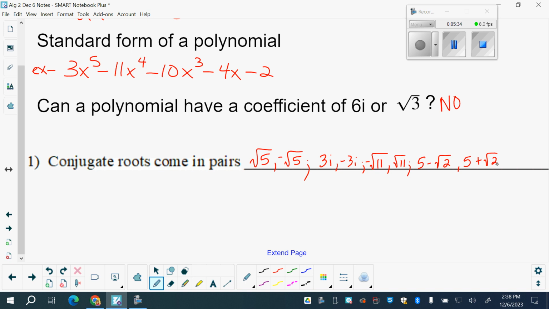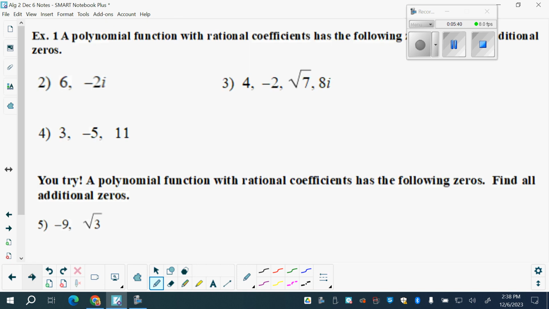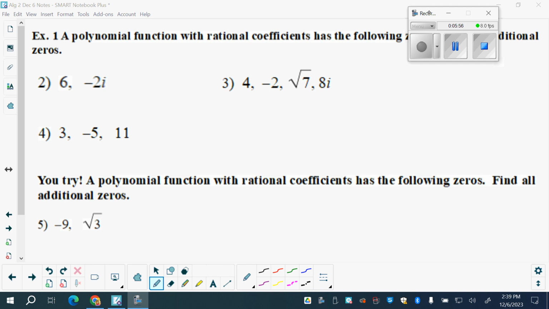Okay, so let's do the notes. Everybody still looking at this? Okay, 6 and negative 2i. We want to write a polynomial function with rational coefficients that has the following zeros. Find all additional zeros. So any idea what an additional zero might be? This is the key. 2i, that's right. So 2i would be my additional root.